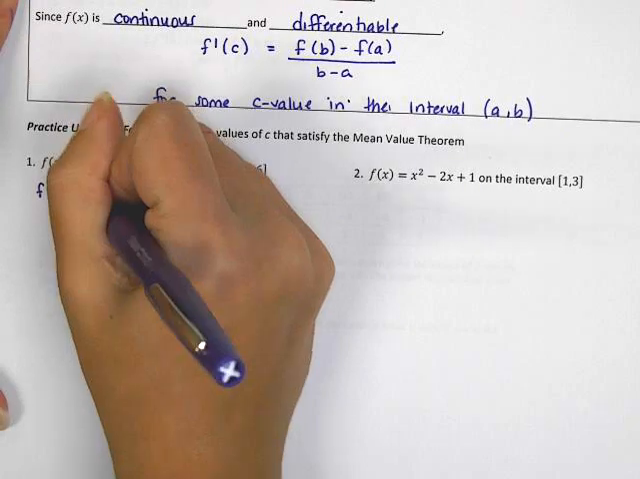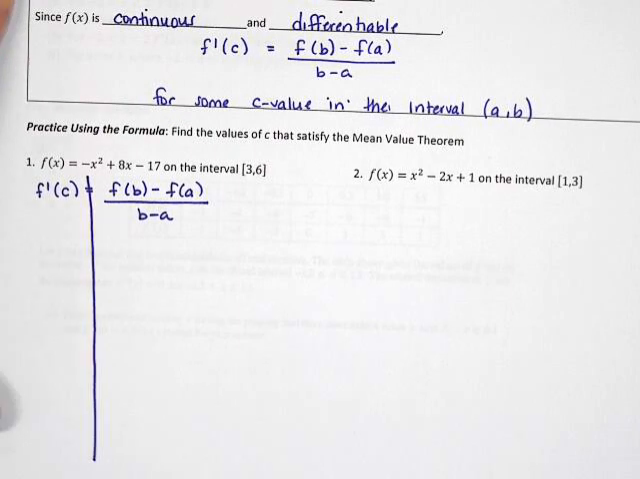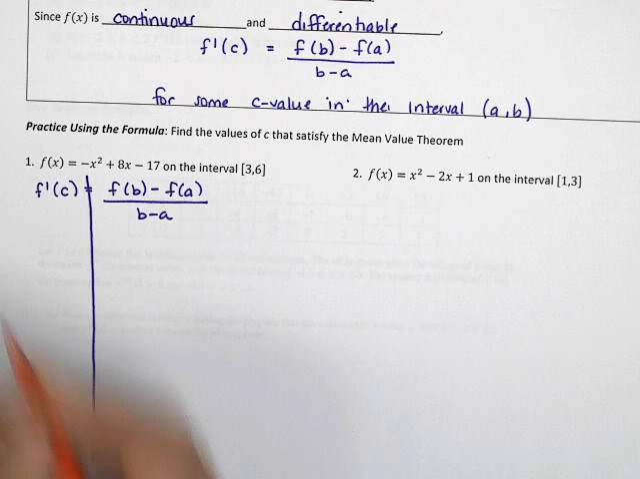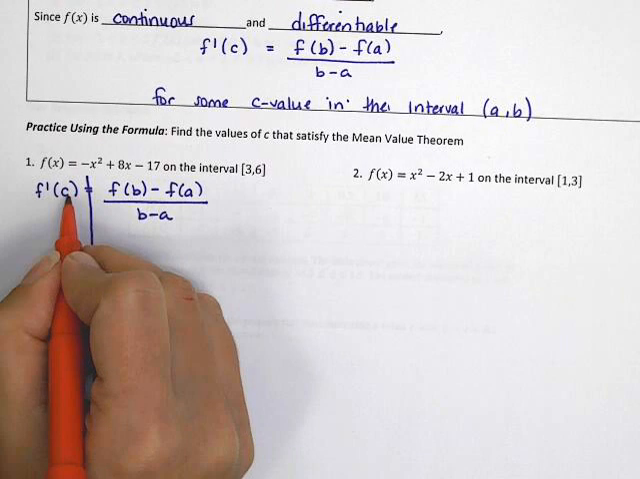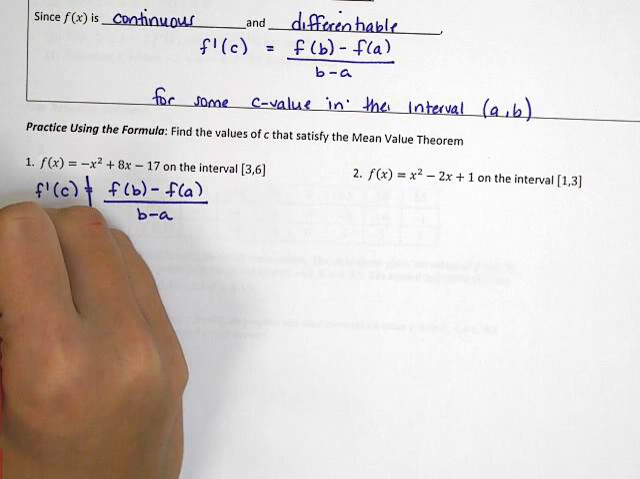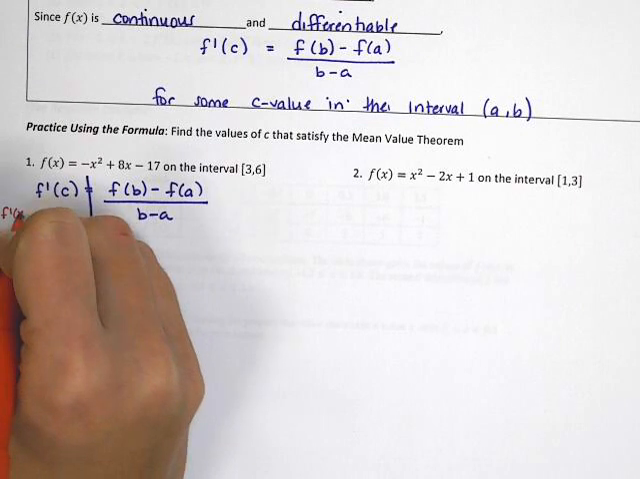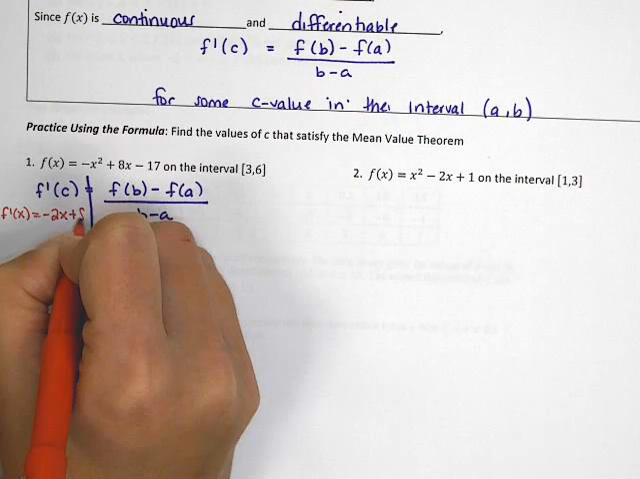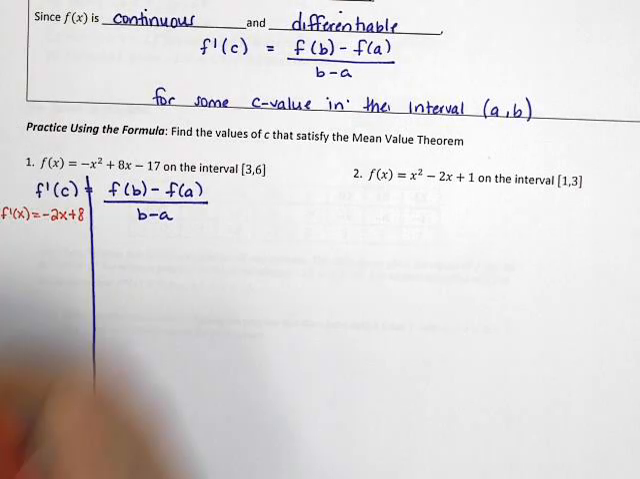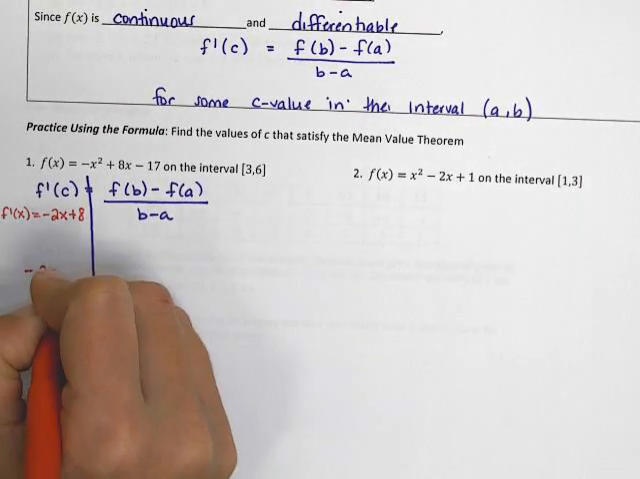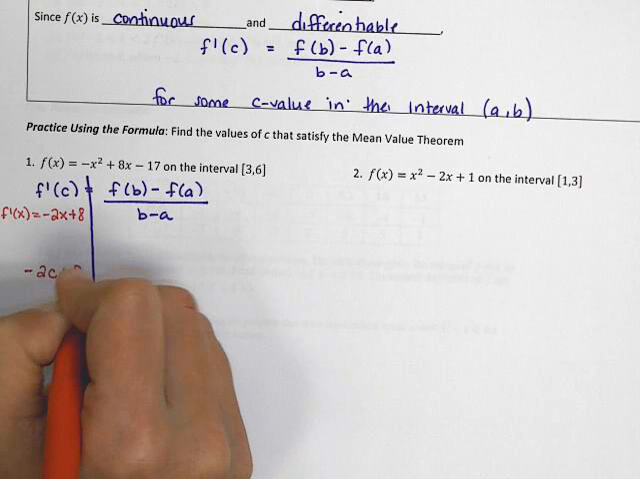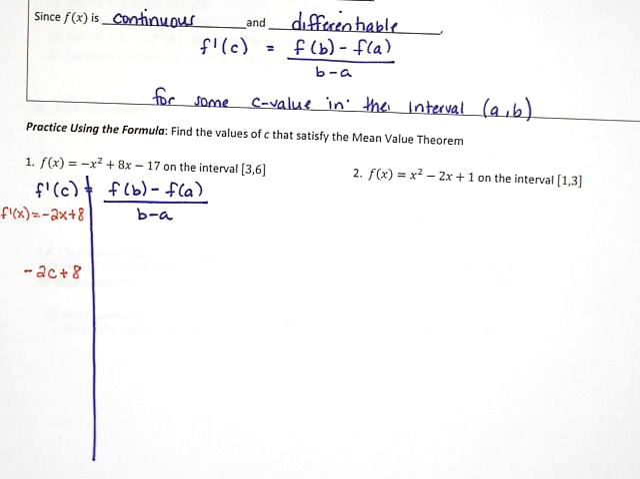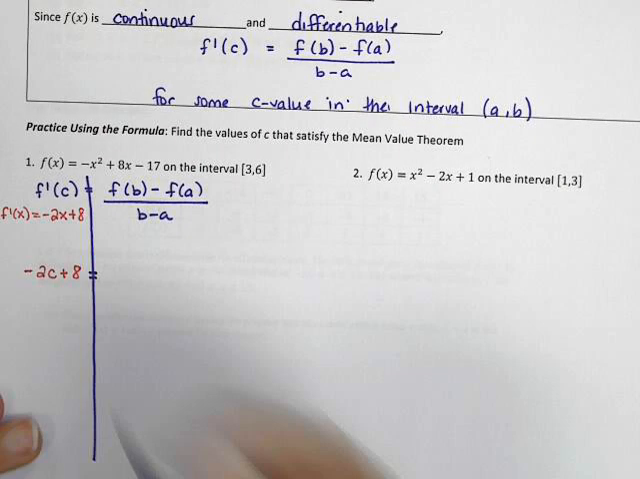So when we're solving equations, we're going to work on one side at a time. Let's work on the f prime of c side. This is basically saying take the derivative and plug in c. So first, I'm going to take the derivative, which would be negative 2x plus 8. Then I'm going to plug in c. So this side of my equation is negative 2c plus 8 equals. Now let's work on the other side of the equation.